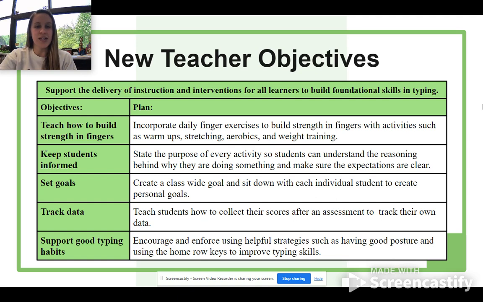The research we conducted showed us ways to use daily finger exercises to strengthen fingers and help with typing stamina. For setting goals, we made a plan to determine a class-wide goal, but also sit down with each student to create a personal goal based on their pre-assessment data. In order for students to reach their goal, the teacher should model how to track data every time a student completes an assessment.